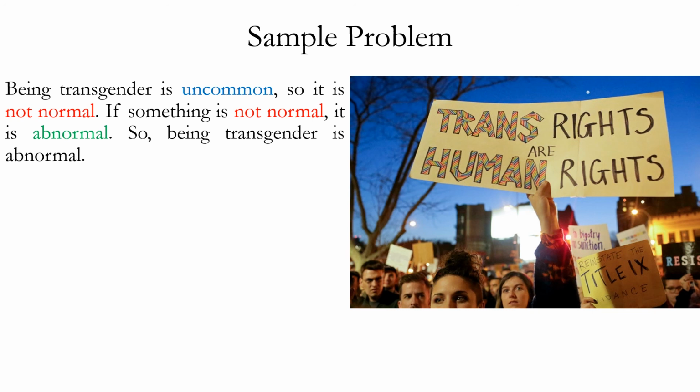So in this argument, the phrase not normal is being used in two completely different ways. This is the second type of inconsistency, which creates a logical gap in the argument, so it makes it invalid.